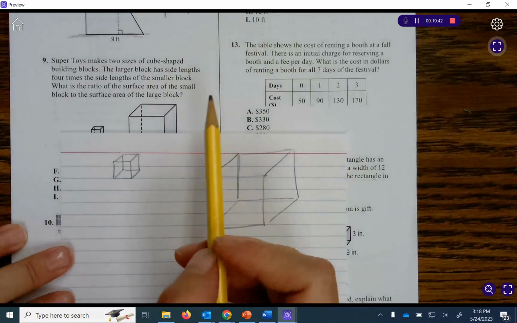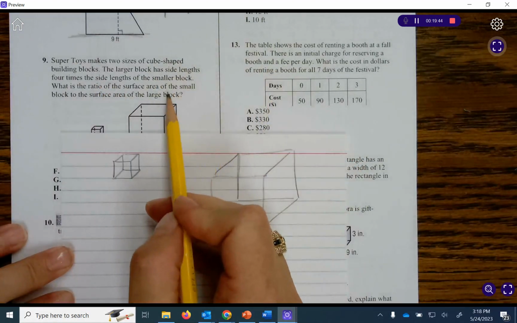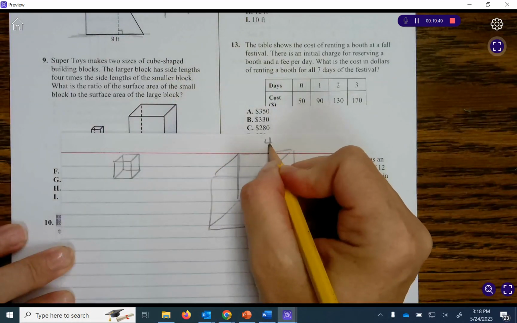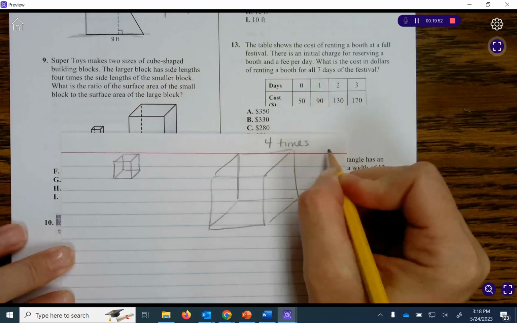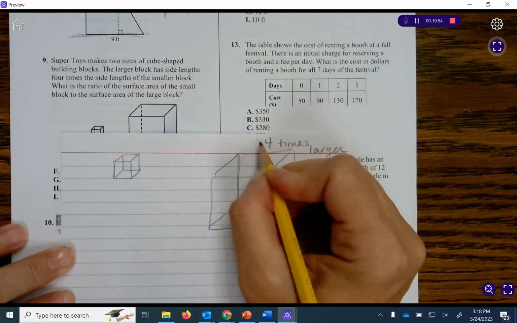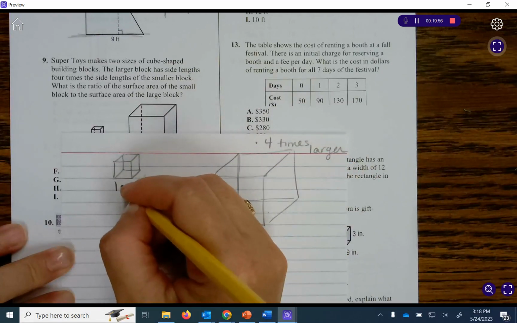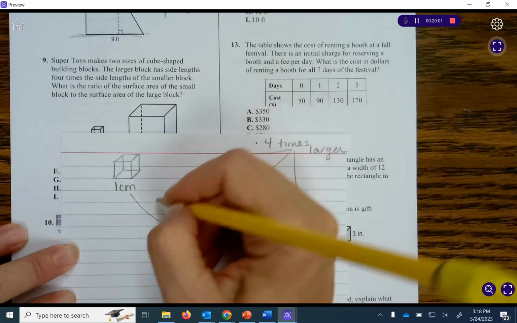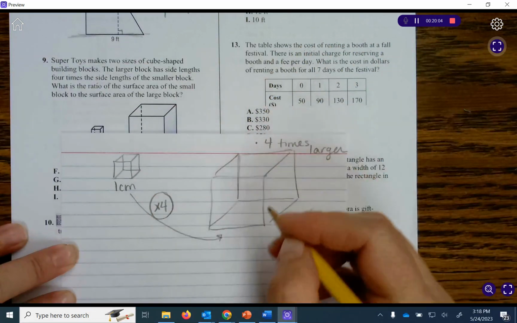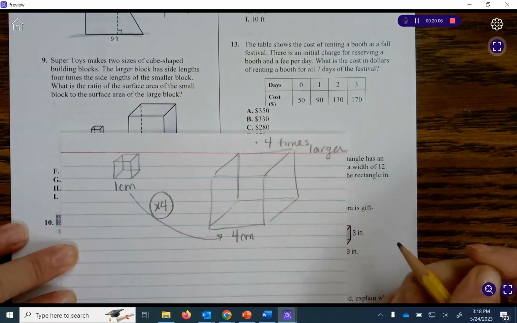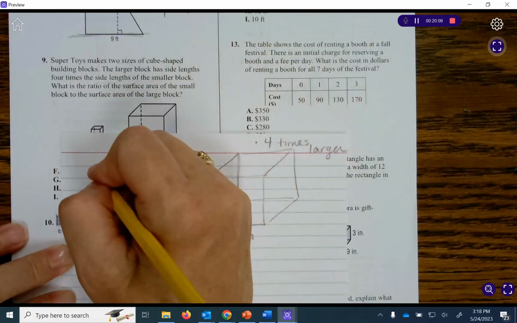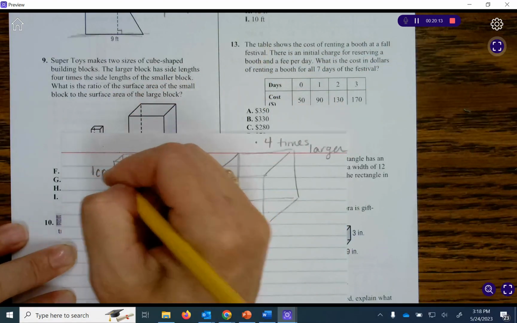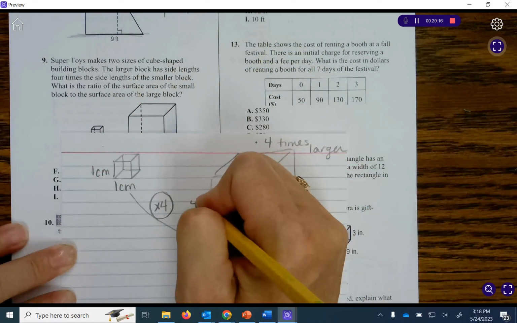And it says here that the side lengths, the ratio is that this one is 4 times bigger. All right, 4 times larger. So if this were 1 centimeter, I'm going to multiply by 4, and this will be 4 centimeters. This is a cube, so the other sides are also going to be the same lengths. So 1, and this is going to be 4 centimeters.